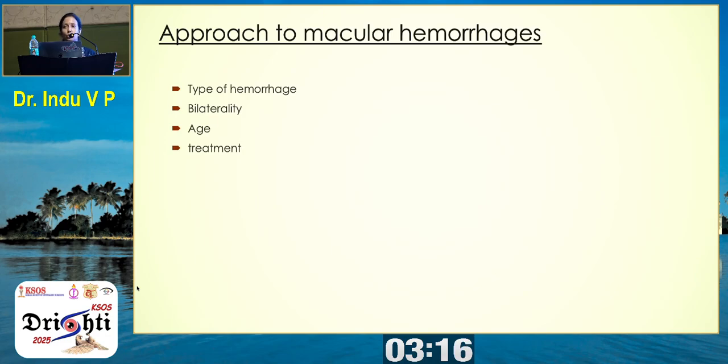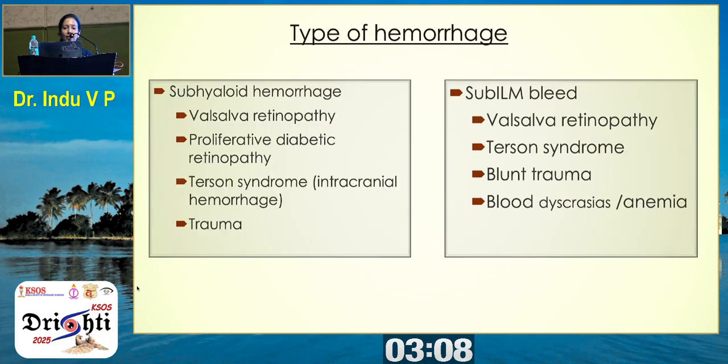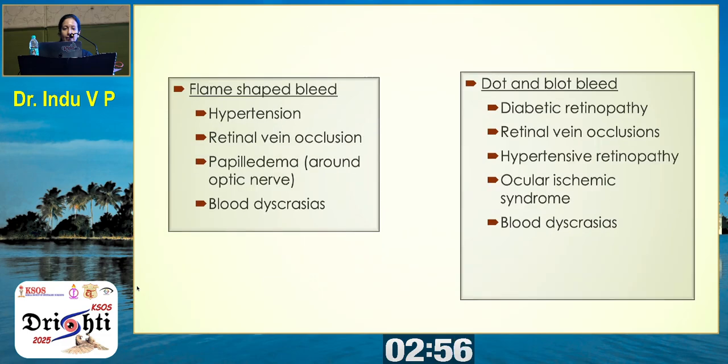Now, coming to approach to macular hemorrhages, here you have to consider the type of the hemorrhage, the bilaterality, the age, and what treatment you're going to give. Depending upon the type of hemorrhage, subhyaloid and subILM bleeds usually have a similar pathology. They're most commonly caused due to Valsalva retinopathy, PDR, Terson syndrome, trauma, and blood dyscrasias.